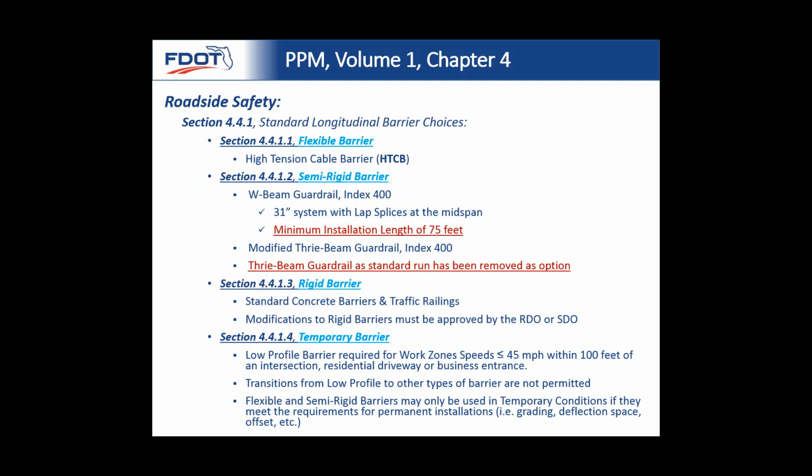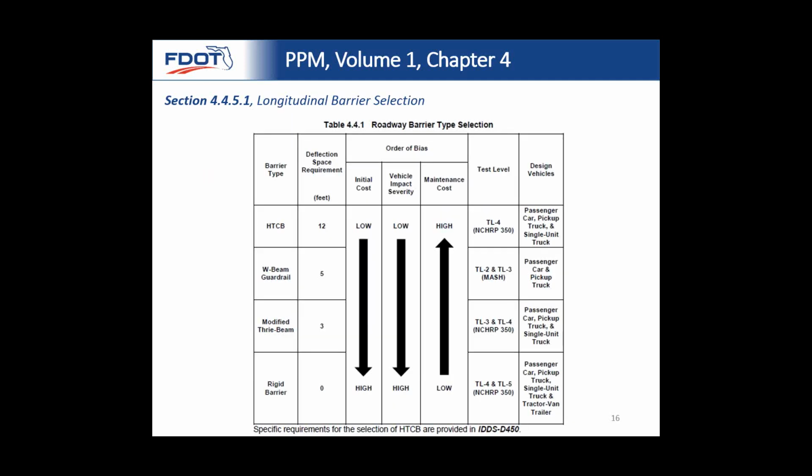The other parts of this section were added to cover some of the other rigid barrier or temporary barrier options. We're not going to cover those in real detail here because we really wanted to stick to guardrail. When we're talking about selecting different barrier options, we added in this new roadway barrier type selection chart. It was to help provide designers a little bit better information on how each standard barrier type matches up to each other to help that selection process.